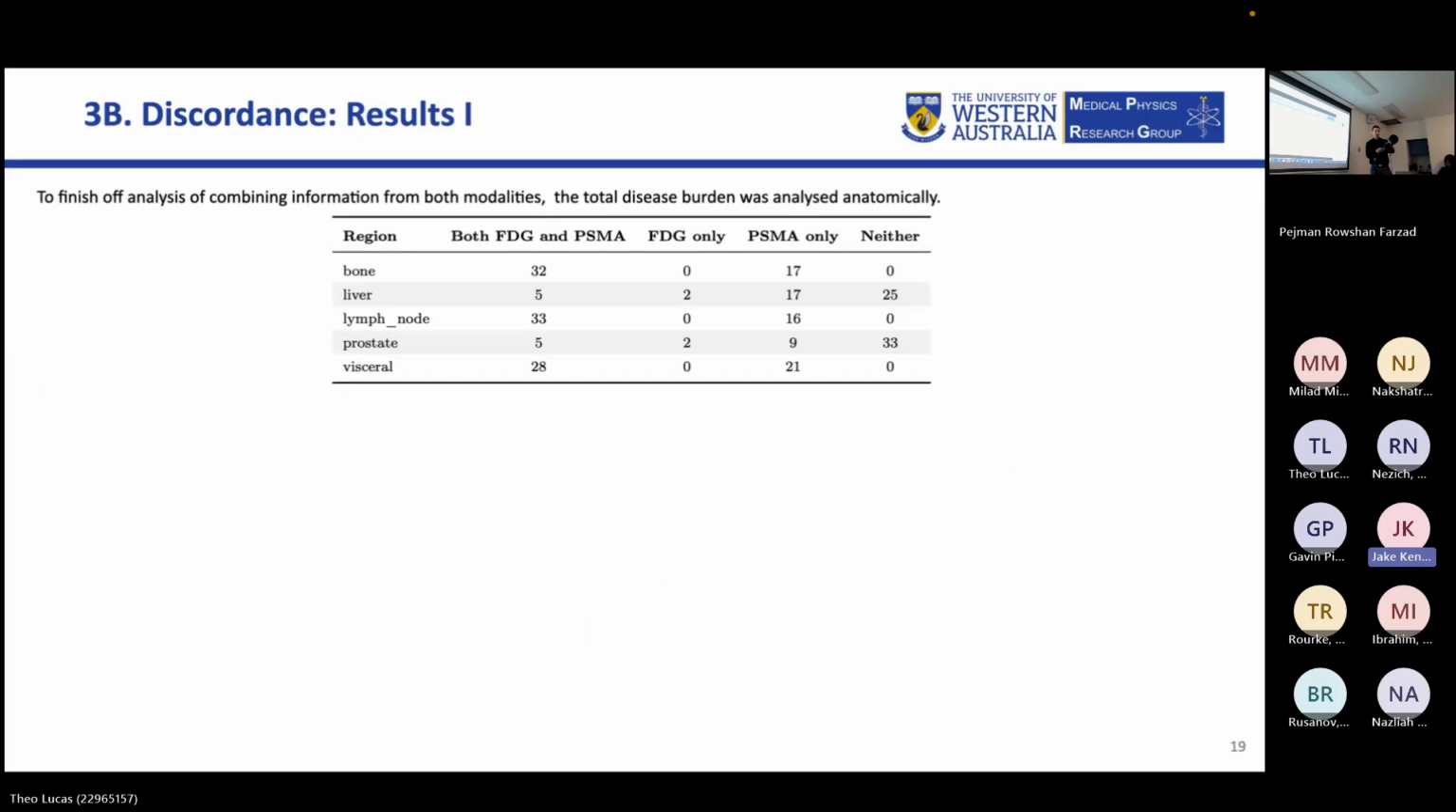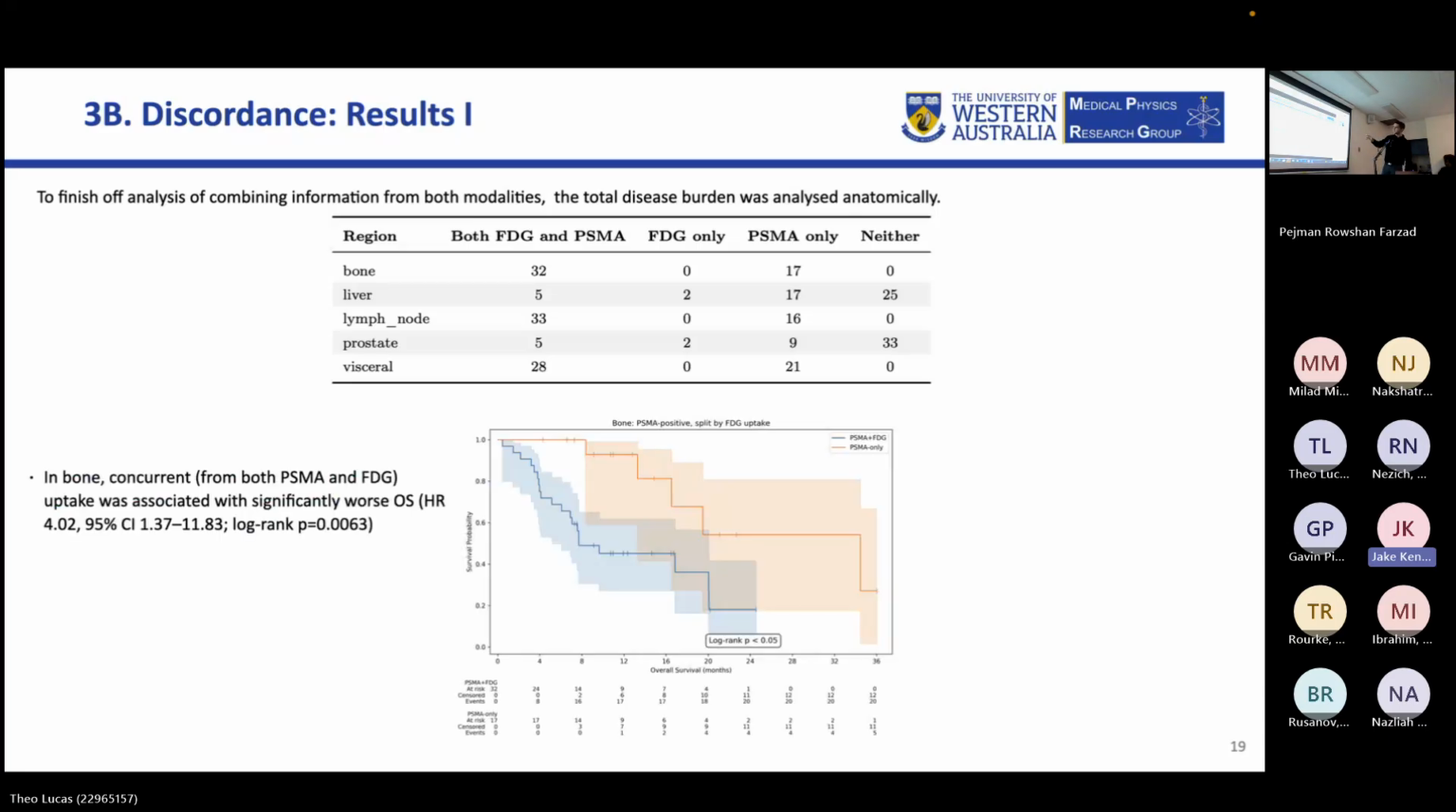And straying away from these metrics, I finished the analysis by combining the information from PSMA and FDG scans, but more anatomically speaking. This is additional research, but it had interesting findings, because what was found was that patients who showed bone uptake in both their PSMA and FDG scan tended to have significantly worse overall survival, with a really high hazard ratio of 4.02. So what it's telling us is that patients with bone metastases on both scans had a much worse outcome. And this makes sense. It's just showing that the patient's disease is much more active, really.